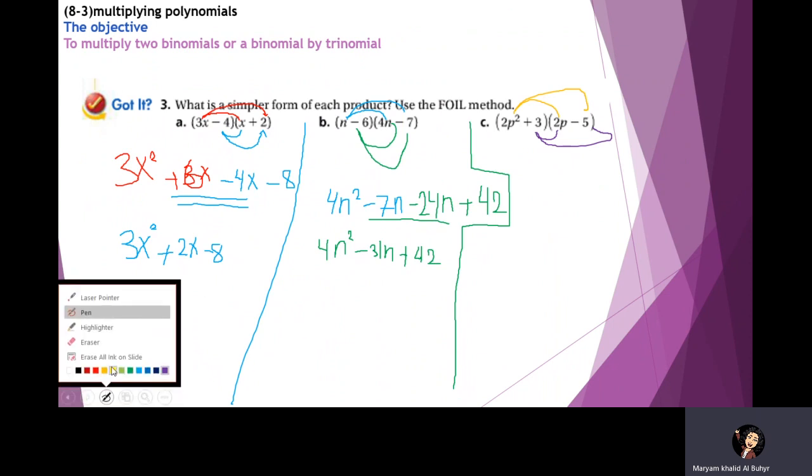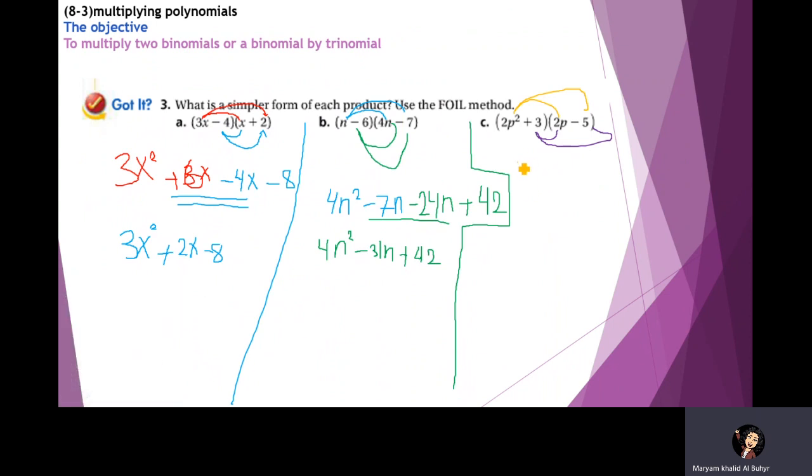Let's go back to the first one. So here we have 2 times 2, it's 4p squared, and p, it's p to the power 3. Always be careful once you work with that. 2p squared times minus 5, it's going to be negative 10p to the power 2.